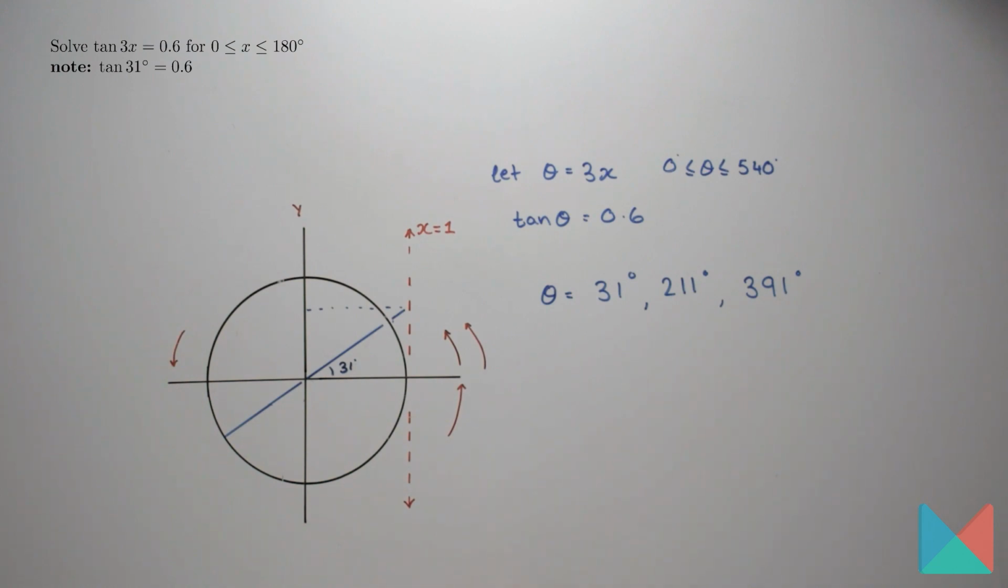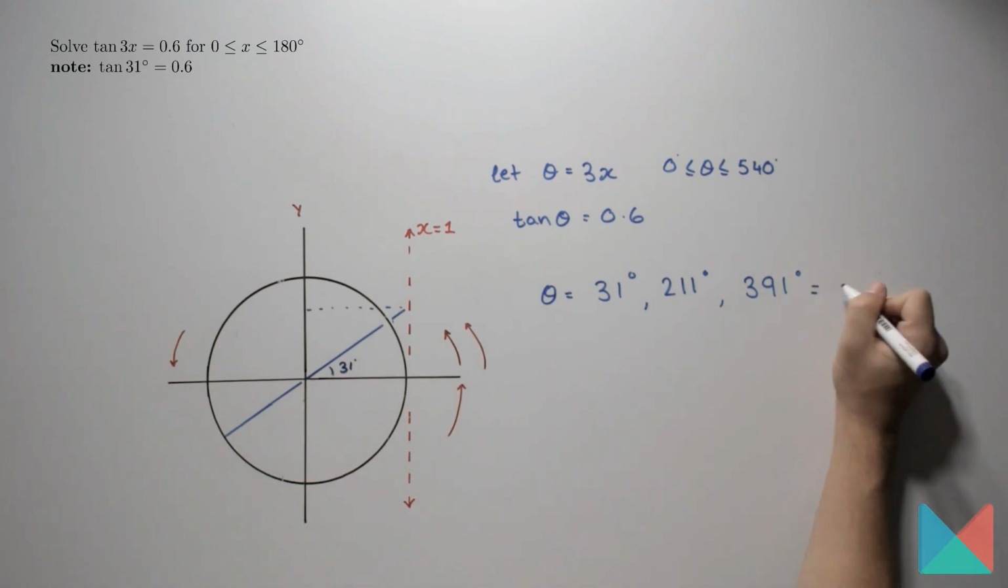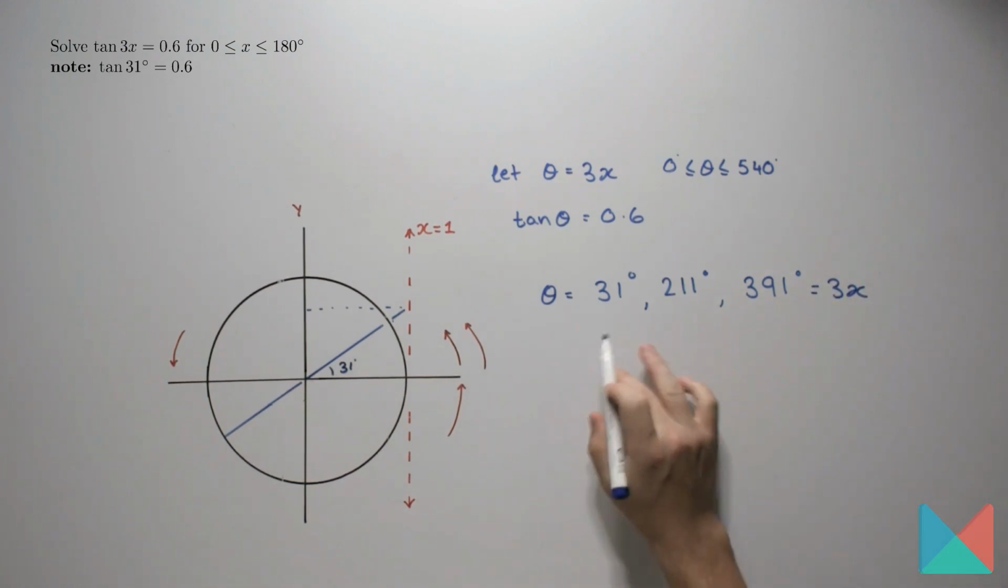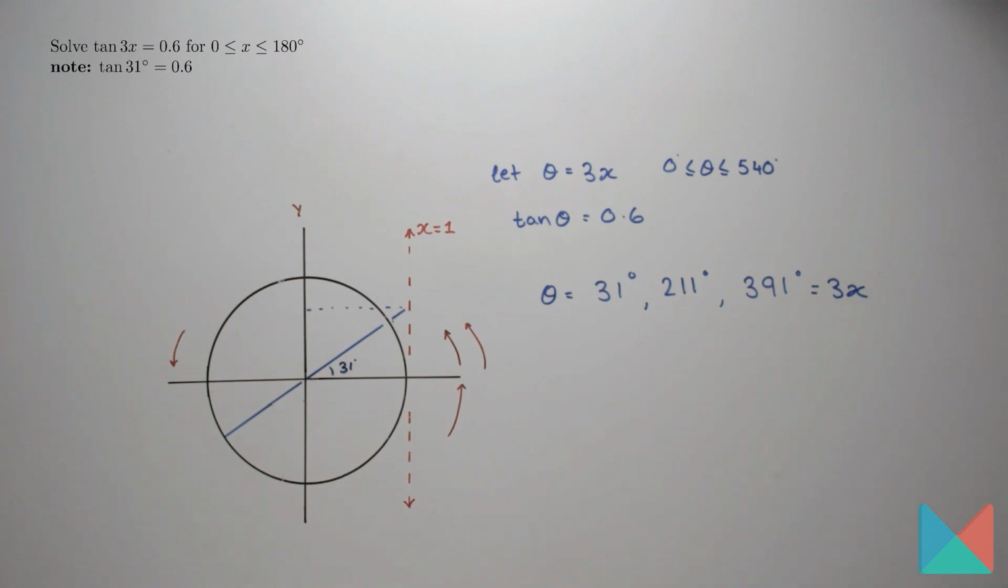So we have to sub in our dummy variable back in, and we know that theta is equal to 3x. So all these solutions are equal to 3x. And so if we divide by 3 every one of our values of theta, we should get all our solutions of x.